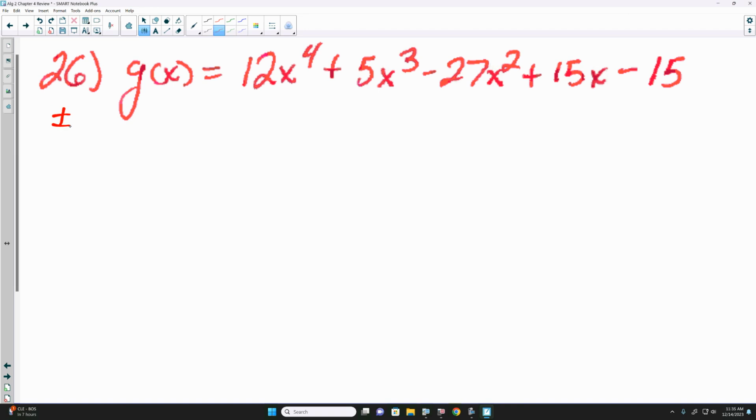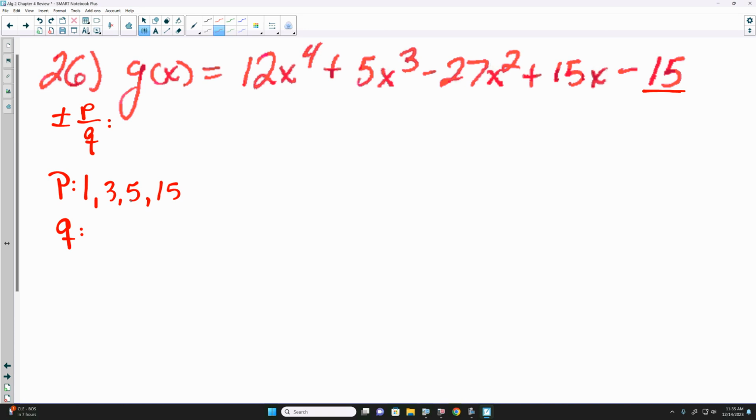Rational zeros is our plus or minus p over q, where p is the factors of the constant term and q is the factors of the leading coefficient. So the constant term, the term without x, in this case is 15. We're not worried about the sign, just the number itself. So the factors of 15 are 1 and 15 and 3 and 5. So these are our four factors of p, our factors of 15.